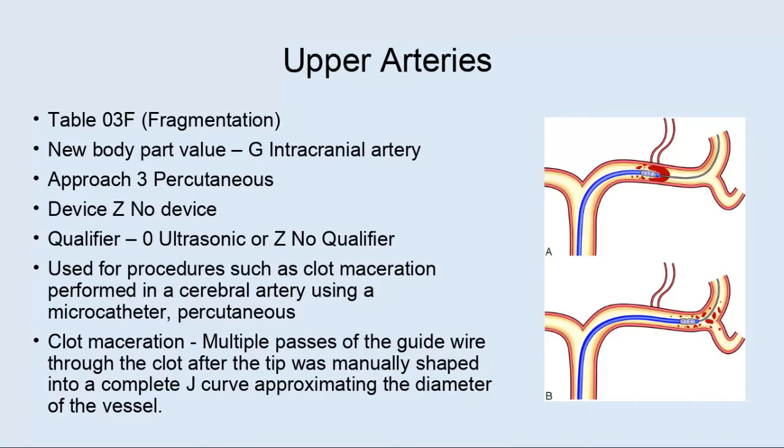Okay, the next body system we're going to talk about is the upper arteries, table 03F, again fragmentation. A new body part was added for intracranial artery. This is used for procedures such as clot maceration performed in the cerebral artery using a microcatheter, and it's percutaneous.